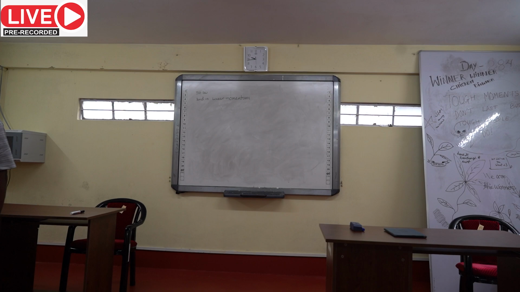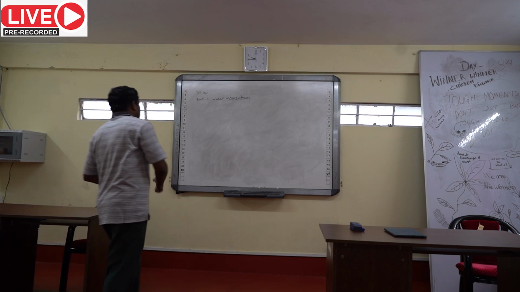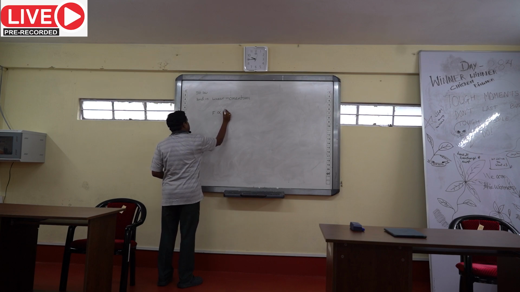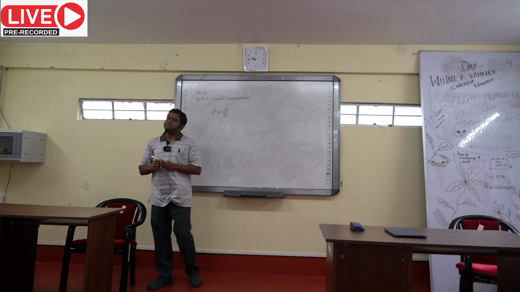Now just think about it. What is momentum? Momentum is mass into velocity. This means it is some dynamical property. A body at rest has no momentum because velocity is zero, so momentum is zero. So it is some dynamical property of a body. Now think about what Newton says: the rate of change of momentum is directly proportional to the applied force on a body. So F is proportional to dP/dt.